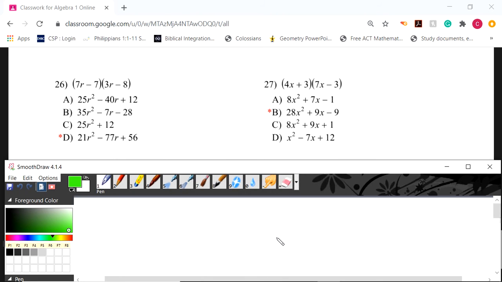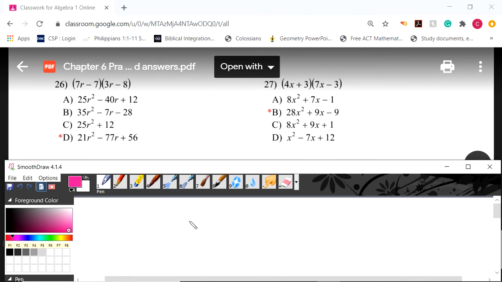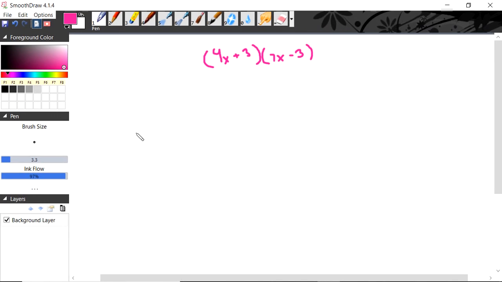All right, let's do the next one. Okay, so it's going to be 4x plus 3 times 7x minus 3. And then remember, you want to multiply this one by both of them. And then you want to multiply the other one. So let's do that one first.